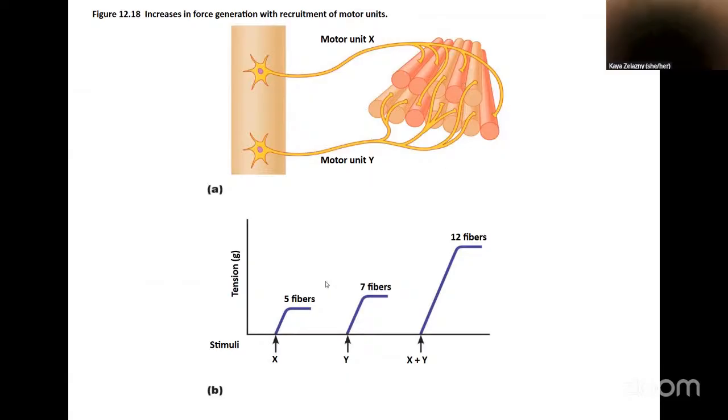We are going to see that we have motor units of different sizes, connected to different numbers of fibers and different sizes of fibers as well. We'll have small little motor units, say like 5 fibers, then we'll have larger motor units, and we can get the most force if we contract multiple motor units together at the same time.